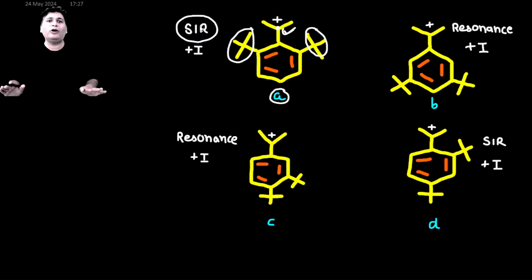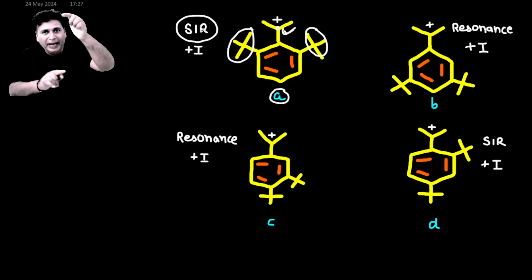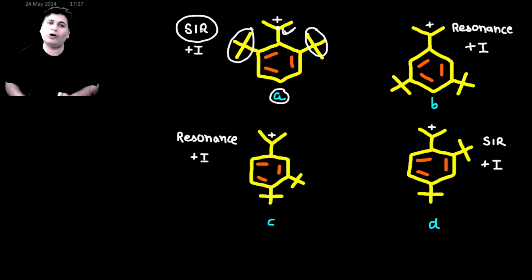Why is it not allowed? Because in order to reduce the repulsion, you turned your plane, and now the vacant p orbital is not parallel to the pi system. You have done that in order to avoid the steric repulsion. But in that case, you have lost the chance of conjugation, you have lost the chance of resonance.